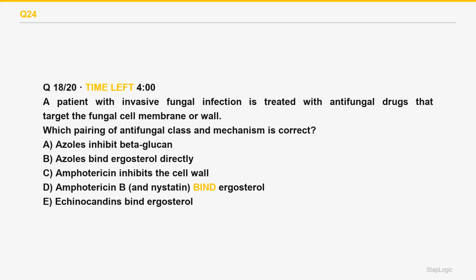Which pairing of antifungal class and mechanism is correct? A patient with invasive fungal infection is treated with antifungal drugs that target the fungal cell membrane or wall. Read the command: which antifungal pairing is correct? Amphotericin and nystatin bind ergosterol, forming pores; azoles inhibit ergosterol synthesis; echinocandins inhibit beta-glucan.